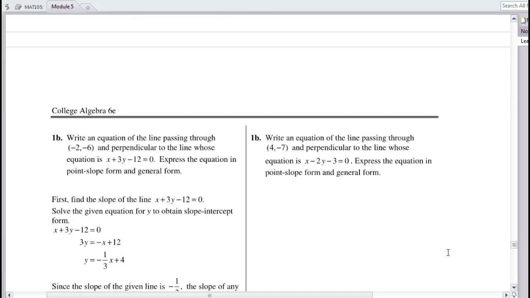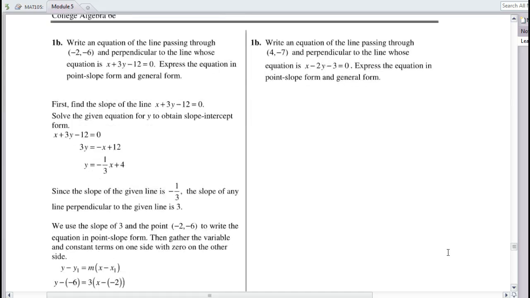Alrighty. The second one: write an equation of the line passing through (4, -7) and perpendicular to the line whose equation is x minus 2y minus 3 equals 0. And then again, they want to express the equation in the standard way. They actually say general form, which is another form of the line we haven't talked about, but it's not important at all. So I'm just going to do the second one.